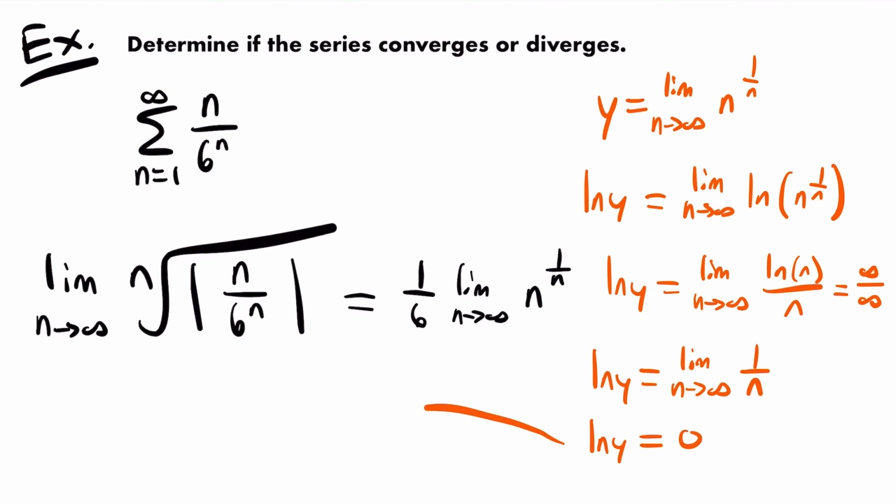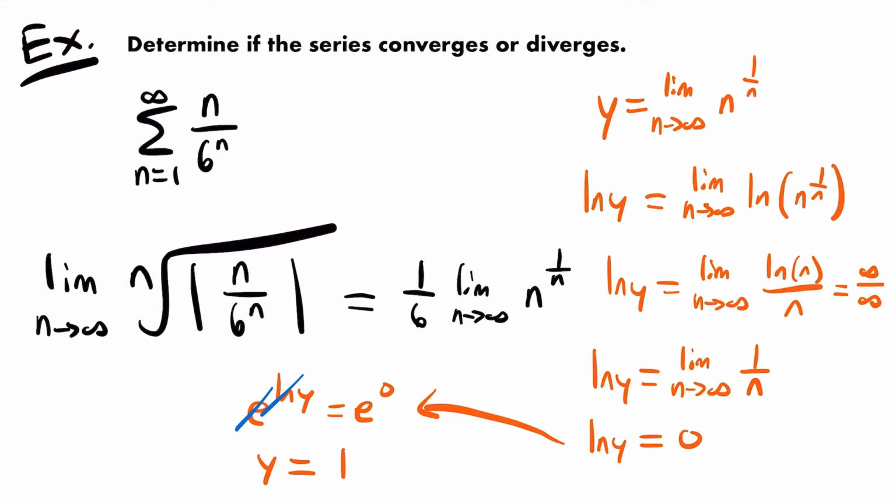And so one more thing that we can do here is make both sides of the equation the power of e. So we'll have e to the power of the natural log of y is equal to e to the power of 0. And e and the natural log function cancel each other out because they're inverse functions. And so we have y is equal to e to the power of 0, which is just equal to 1. And so y is equal to 1, which means that our limit as n approaches infinity of n to the power of 1 divided by n is also equal to 1. And so we can replace this limit with 1.